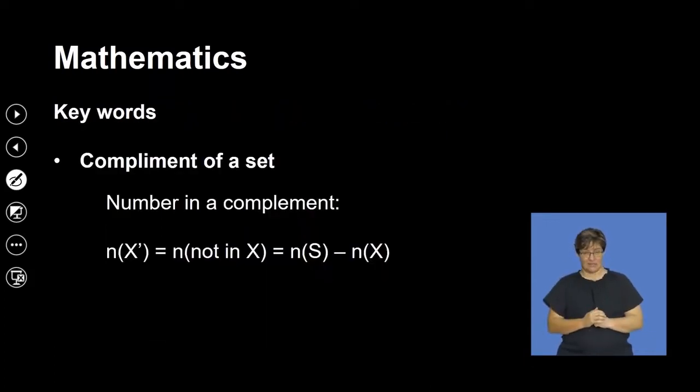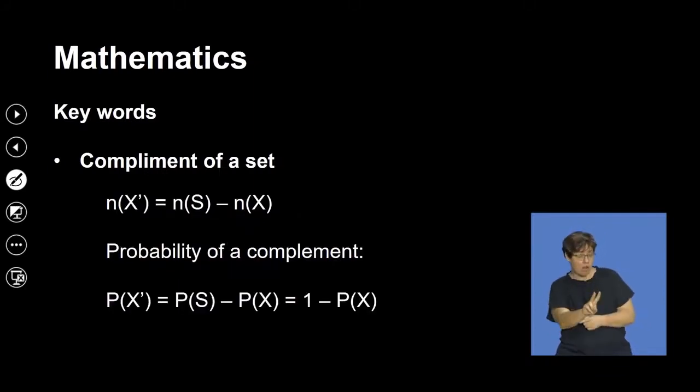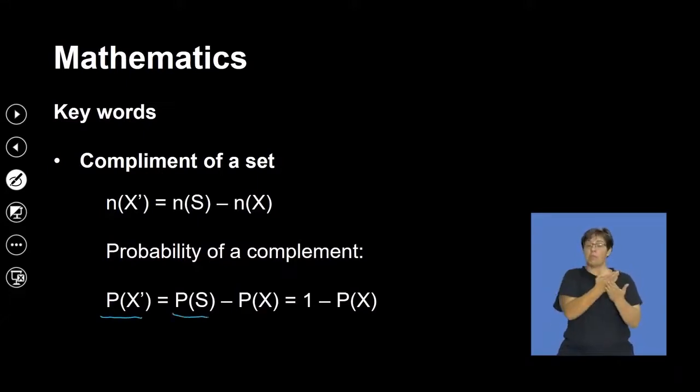Now, we have some rules about the complement. We can say, what's the number in the complement? Well, we can say the number in the complement is the number that isn't in X. Well, what does that mean? It means it's the number in the sample space minus the number in X. And if we were to look at probability, then we'd recognize the probability of the complement is going to be the probability of the sample space. Remember, it's the probability in the sample space minus the probability of X.